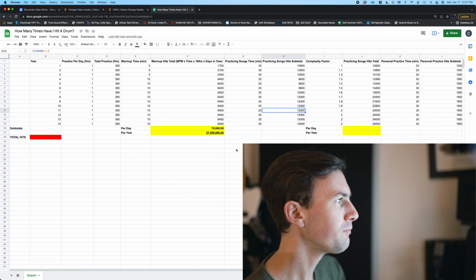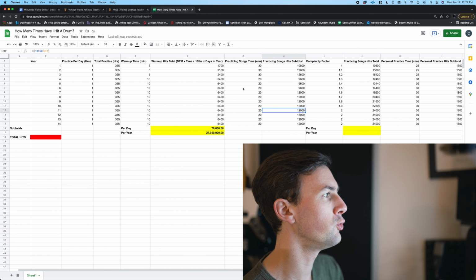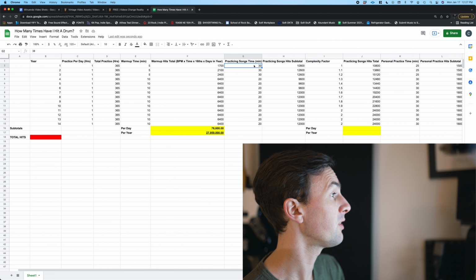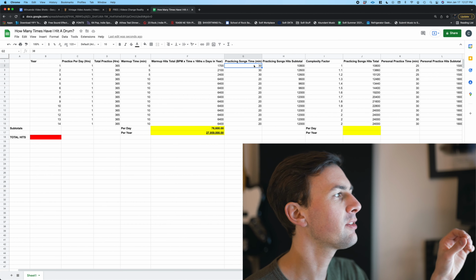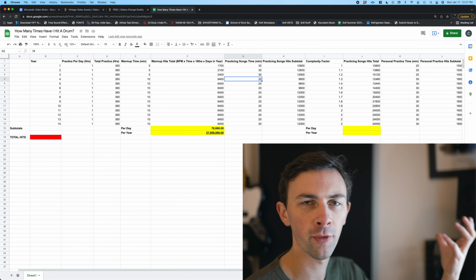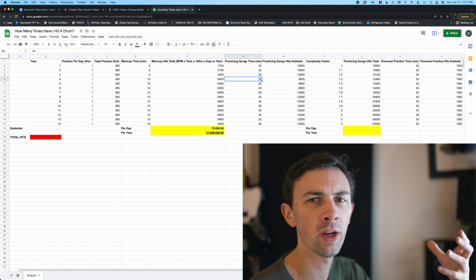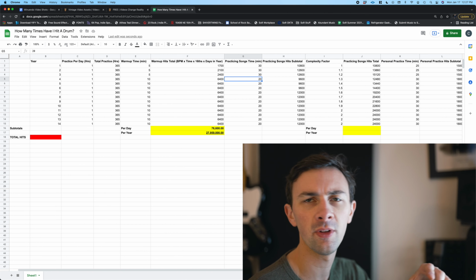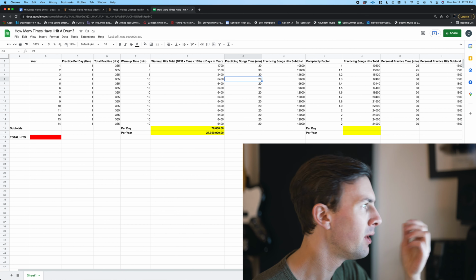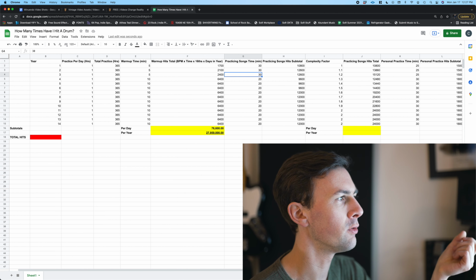So moving over to how I was calculating my music practice time, I actually had it go down after the first few years, because I feel like the first few years I was playing drums, I was more focused on songs specifically, less on exercises. So that actually goes down after the first few years.